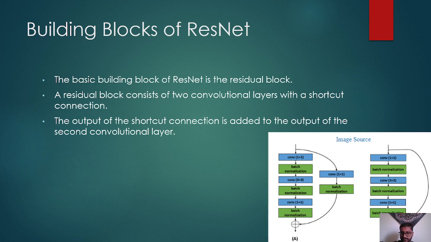So in the second diagram, you could see the convolution of 1 cross 1, batch normalization, convolution of 3 cross 3, batch normalization, and convolution, batch normalization. But in the first image, there is a shortcut being created from the convolution of 1 cross 1 batch normalization directly to the output. So this is the building block or the architecture.